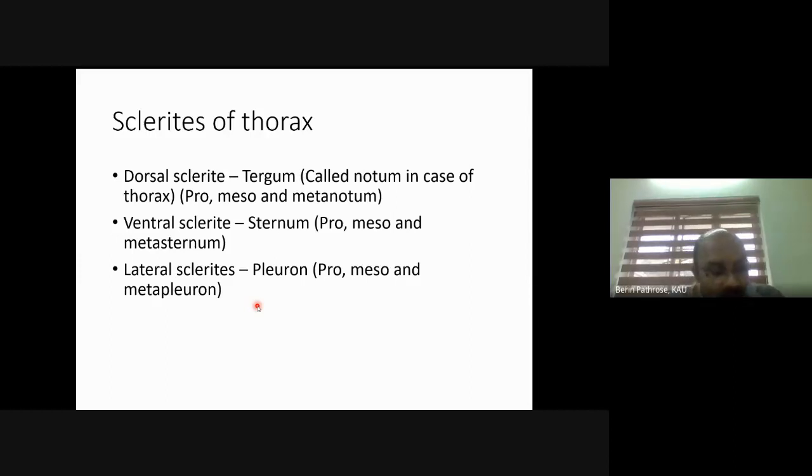So, the dorsal part of the thorax is called as terga or notum. Ventral part, it is having a sclerite called as sterna, and the lateral part we have pleura. The dorsal sclerite in the prothorax is called as pronotum, mesothorax called as mesonotum, and metathorax called as metanotum. And in the ventral sclerite, the prothoracic sternum is called as prosternum, mesothoracic sternum is called as mesosternum, and the metathoracic sternum is called as metasternum. Likewise, propleuron, mesopleuron, and metapleuron.